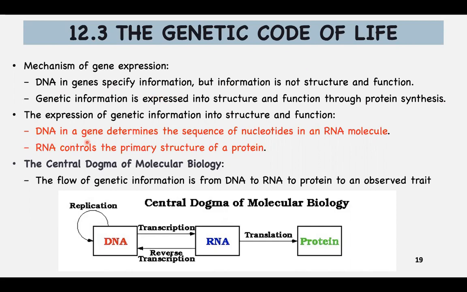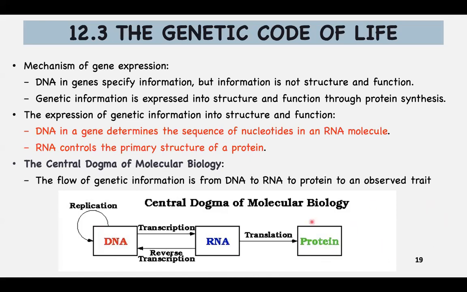So DNA in a gene determines the sequence of nucleotides in an RNA molecule. This RNA molecule controls the primary structure of a protein. When there is protein, RNA is translated to a protein, only then gene expression occurs. It codes for the specific type of folding of the protein. So this is called the central dogma of molecular biology, which is the flow of information from DNA to RNA and to protein. Okay, to an observed trait.